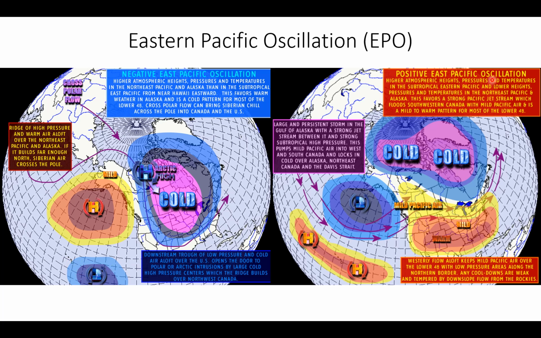Over here on the right, the positive EPO has just different effects. We have now a milder lower 48. We have a much stronger Aleutian low in the Gulf of Alaska, a large and persistent storm track right through the Gulf of Alaska, and a strong jet stream between it and strong subtropical high pressure. So you get milder Pacific air, which pumps into the western and southern portions of Canada and locks in cold over Alaska. You generally get northeast Canada also very cold in this situation, as well as the Davis Strait over in this location. Again, look at the milder conditions, more of a west to east jet stream in this case, with the more positive EPO.